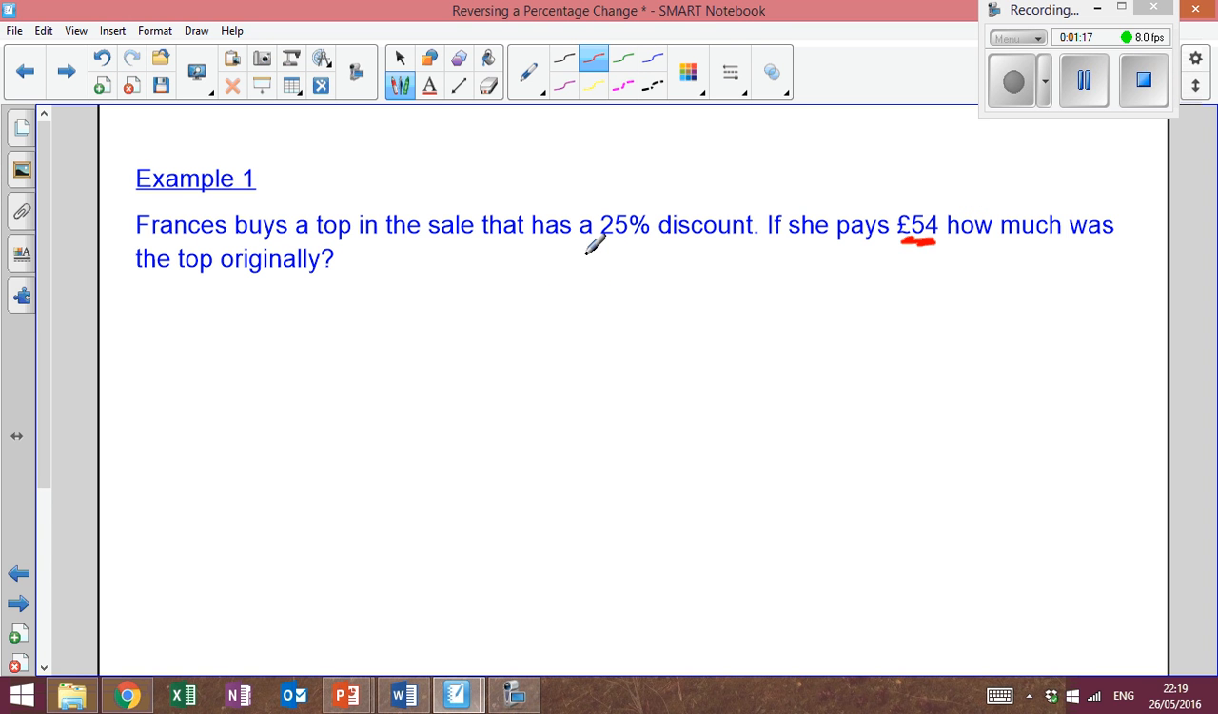And that's the trick here, recognising that the percentage change has already happened. A 25% reduction gives you £54. And the key to this is that £54 is 75%. So £54 is when you've lost 25%. When you've lost 25%, that means 75% is therefore the £54.